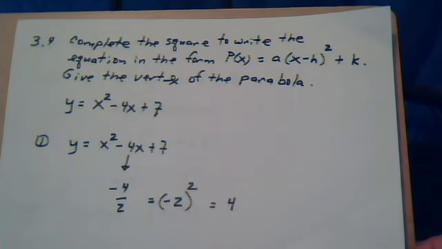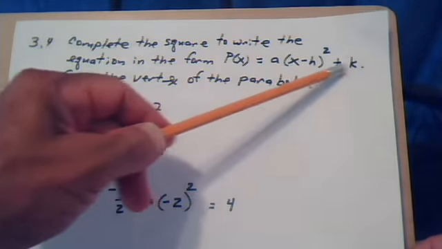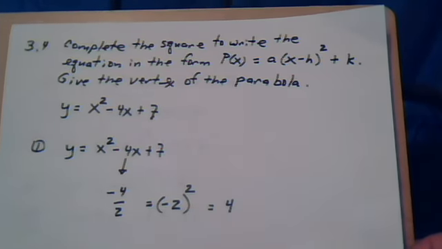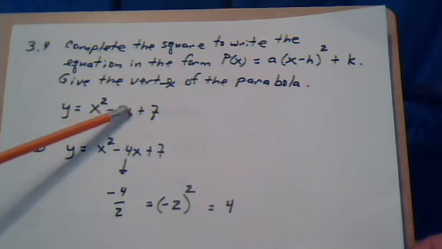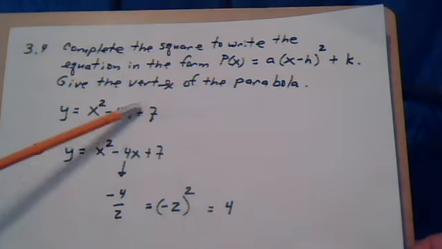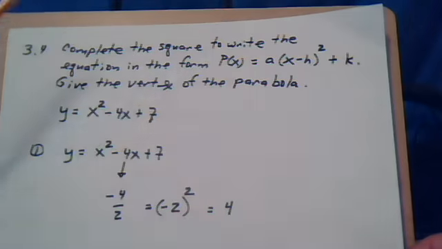Complete the square to write the equation in the following form. Give the vertex of the parabola. So this is the equation. Notice it's not in this form. So the way you get this one to look like this is by completing the square.